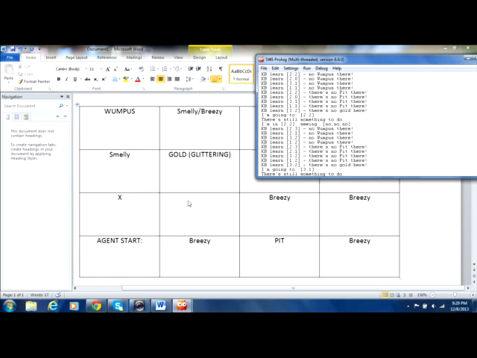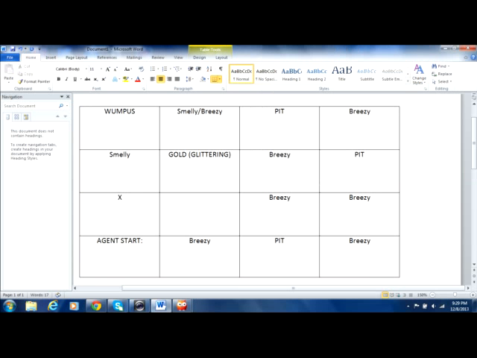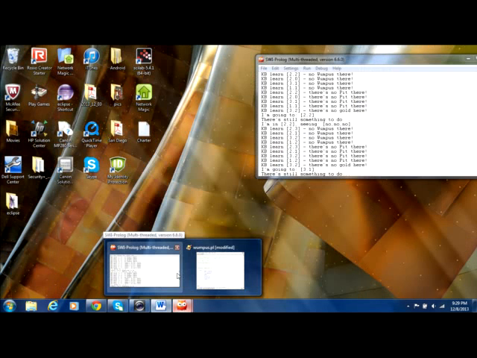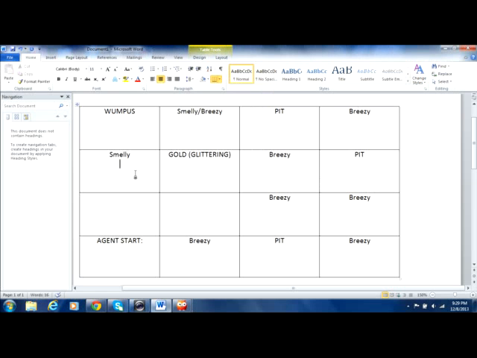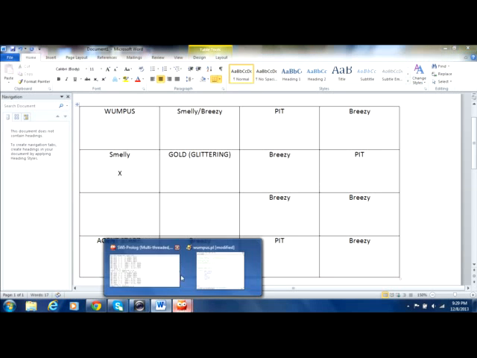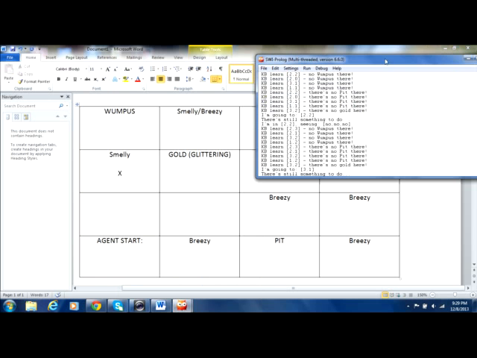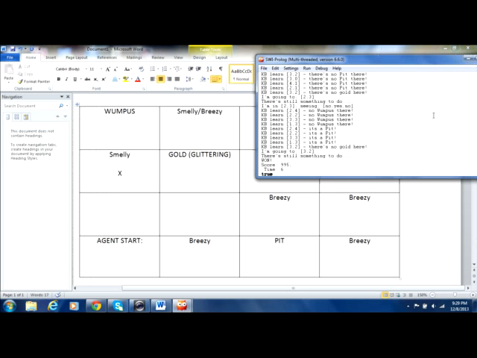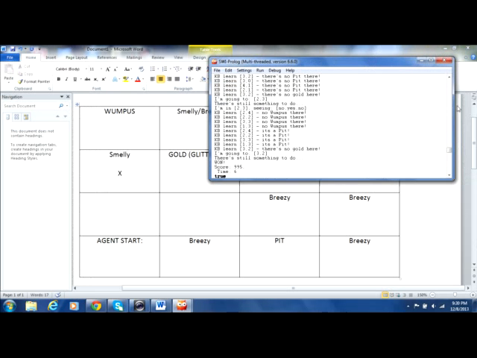Again, we note that there's nothing there. So we go ahead and move up to 3-2. I believe 3-1, sorry. Yeah, we moved to 3-1, so now we're in the smelly position. The smelly we associate with Wumpus, so we'll see how that reacts. So we're currently in position 3-1.